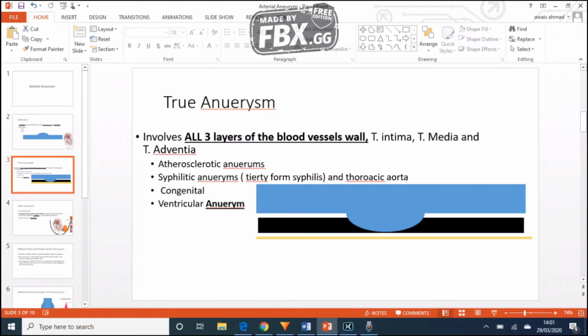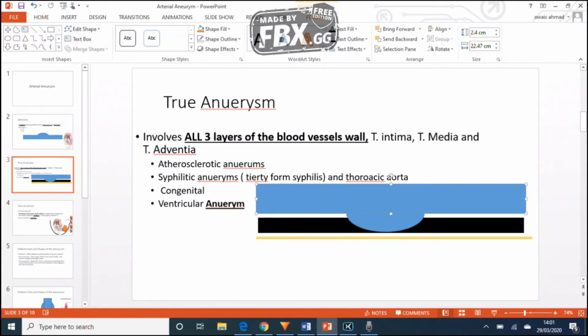Aneurysms can be true and false. Like I said, there can be two types. A true aneurysm can just be a dilatation, but the key words over here are all three layers of the blood vessel wall. Why all three layers? Because if it involves all three layers of the blood vessel wall, it's a proper balloon-like dilatation, and it's not a rupture. If you don't say all three layers, you're just saying it's dilatation. But if you see all three layers of the blood vessel wall, you're referring to a true aneurysm.